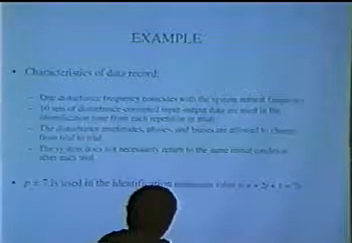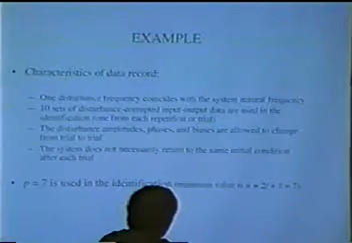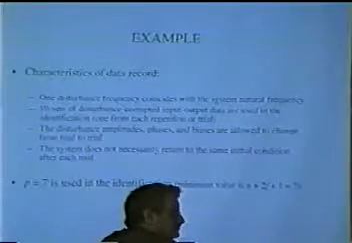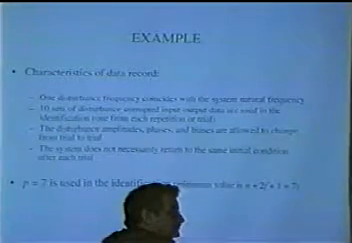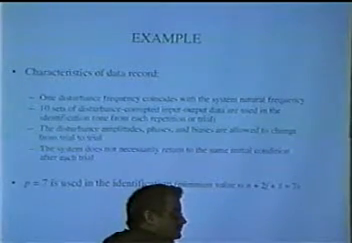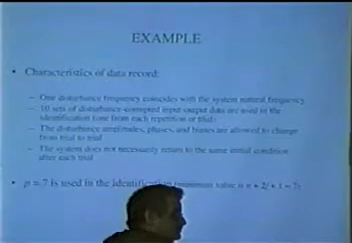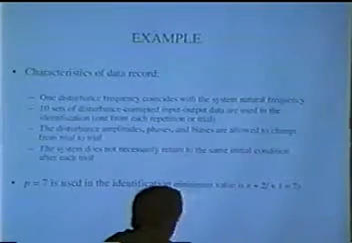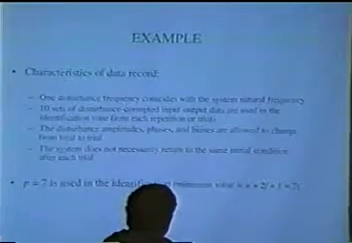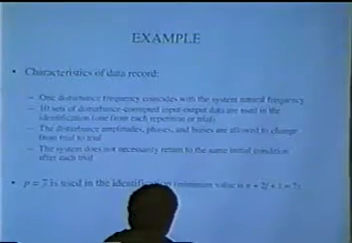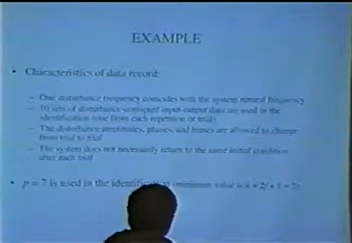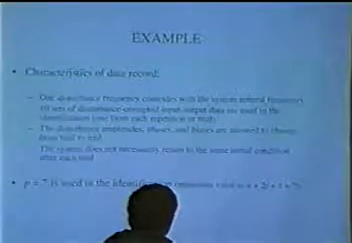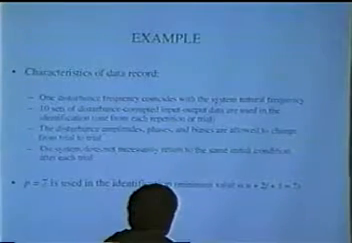A characteristic of the data record in this example is that one disturbance frequency is made to coincide with the system natural frequency. Okay, that's just to make the problem fun. So you have a disturbance frequency masking the system natural frequency, and this method can separate them. That's not an issue. We have 10 sets of disturbance-corrupted input-output data used in the identification, one from each try. The disturbance amplitudes, phase, and bias are allowed to change from try to try, and the system does not need to return to the same initial condition after each try.